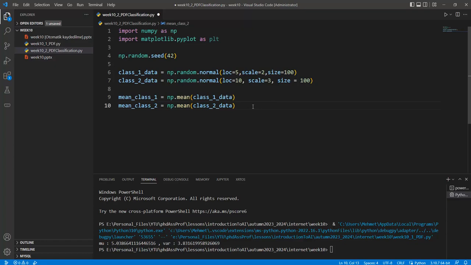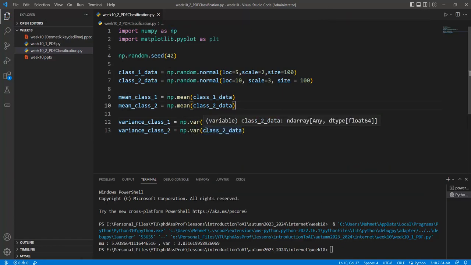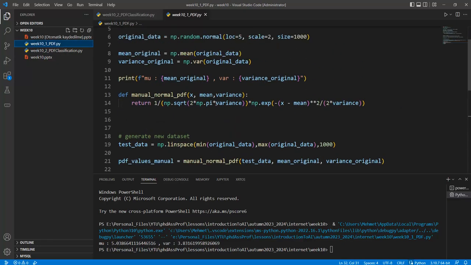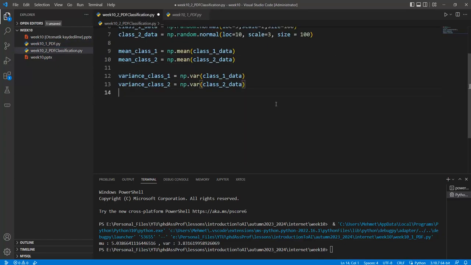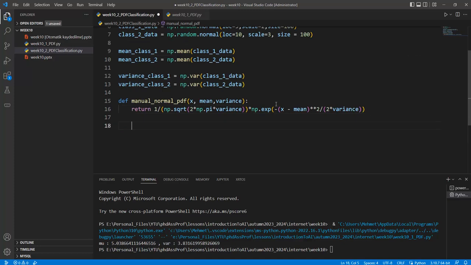And also we should give the variance: variance class 1, variance class 2, with np.var. These are our model. Okay, so the manual PDF is the same in this case, and so I can copy all of these things in here like this one as a function. Okay, so how can we generate test data?